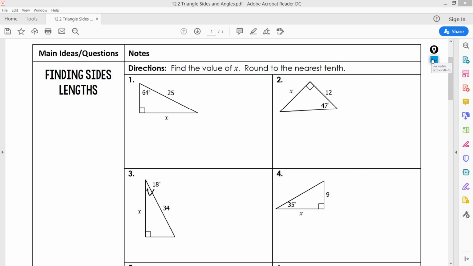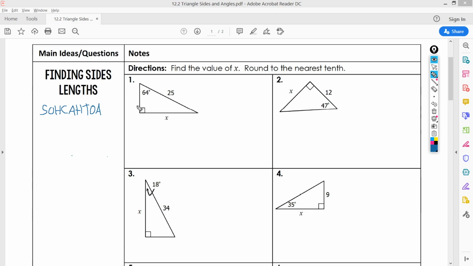Okay, so today is about finding triangle sides and angles. And to do this, we are going to use our wonderful SOHCAHTOA. I'm only going to do a couple of each kind because I don't think it's very challenging. And once I do a few, it should be obvious.